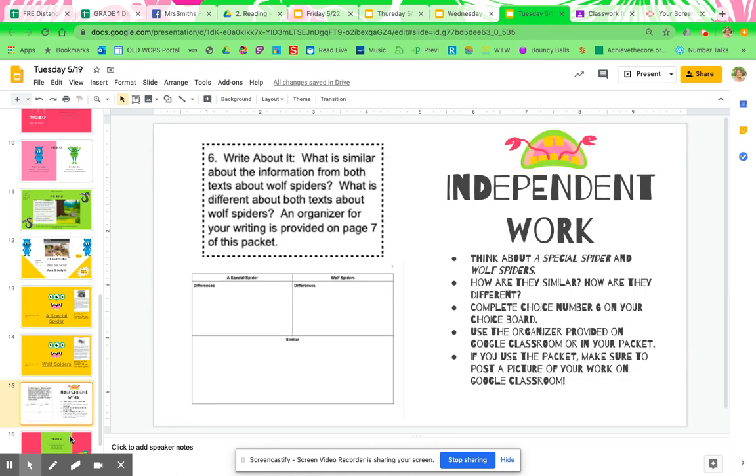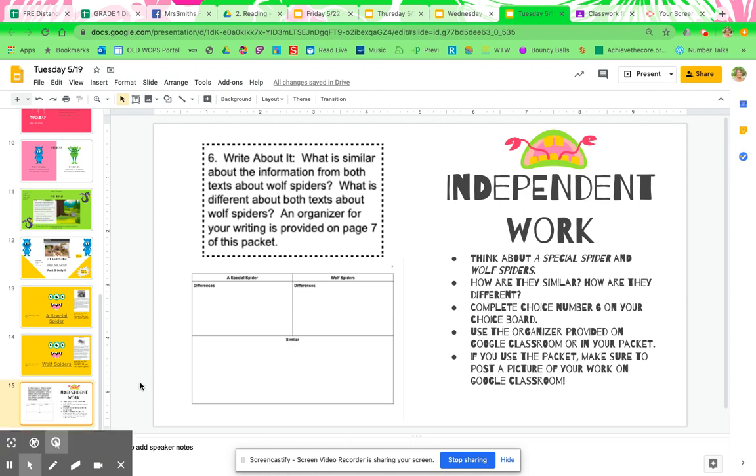Then, this is where it gets a little different. Last week, you compared and contrasted the two types of bears. Okay, you read two texts about two different kinds of bears. This week, you're reading two texts about the same animal. Both of the texts are about a wolf spider. Okay, so you have to compare and contrast the text. What's similar about the texts? What's different about the texts? What did this text talk about that this text didn't talk about? What did both texts talk about?